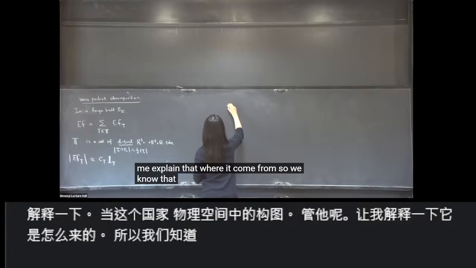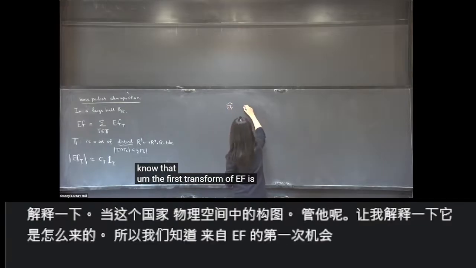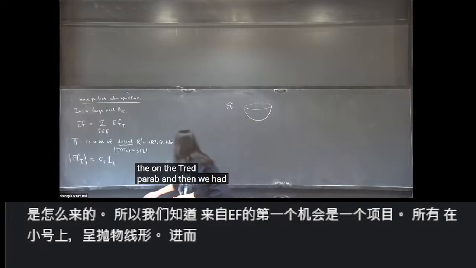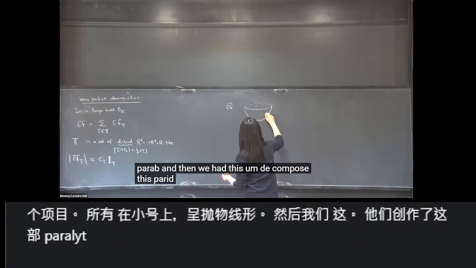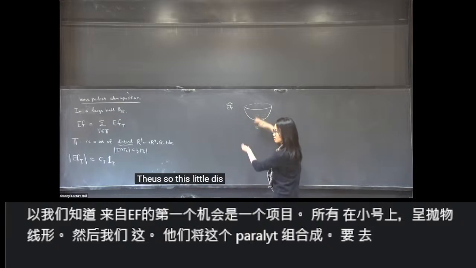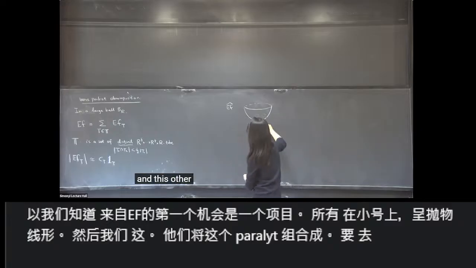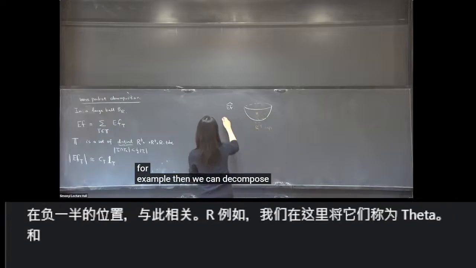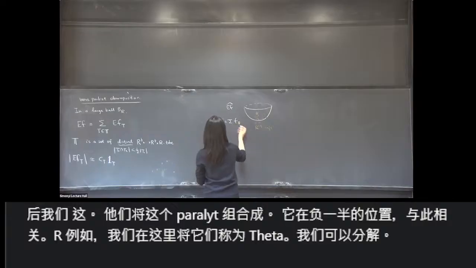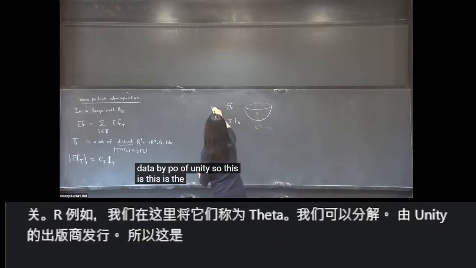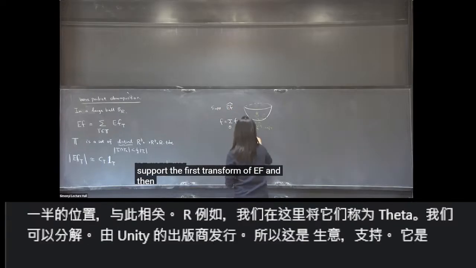So we know that the Fourier transform of Ef is supported on the truncated paraboloid. And then we decompose this paraboloid into little disks of size R^{-1/2}. This R^{-1/2} is related to this R. Here we call them theta, for example. Then we can decompose f_theta by partition of unity. So this is the support of the Fourier transform of Ef, and then the support of f is here.